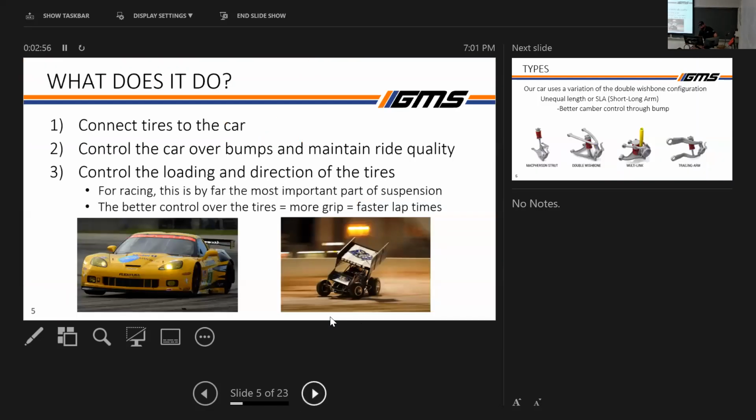All right, so overview of the system. What does suspension do? Suspension connects the road to the car through the tires. So everything between the road and the car is our responsibility, really. It controls the car over bumps and maintains ride quality. The main goal is to control the tire and the loading of the tire. This is because in racing, the most important thing by far is to be able to control the tire and maximize the grip out of the tire, because more grip means faster lap times.